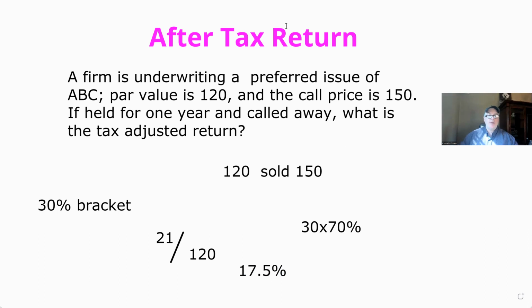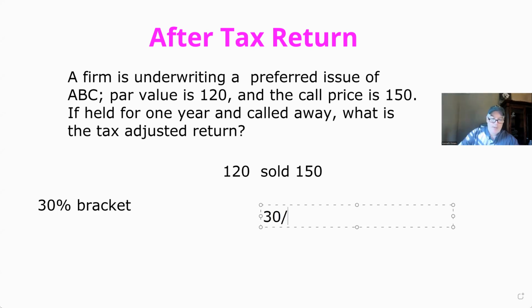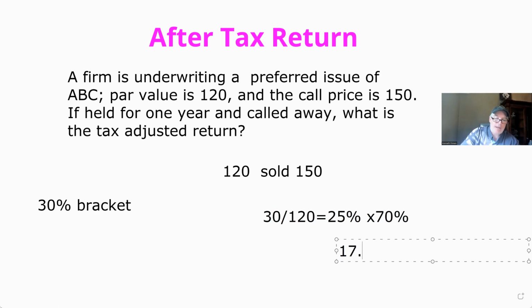Now, I'm going to show you there's another way to do it. That way works. I like this when it's clean, but you could technically just do it this way. 120 sold at 150, you made 30. Divide that by the 120. That's going to give me 25%. Then just multiply that times the 70%. And boom, you get 17.5. It's the same thing. Doesn't matter how you do it. A lot of this stuff you can do multiple ways. So that's how you do the after-tax return since it's 1 year.